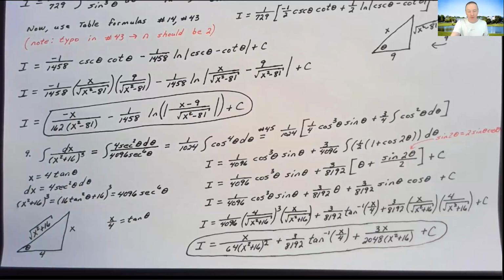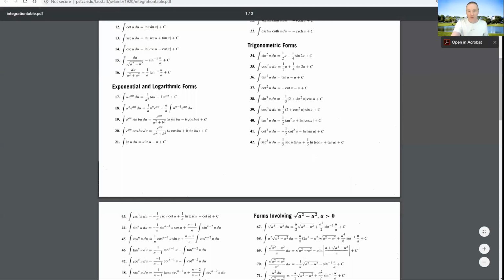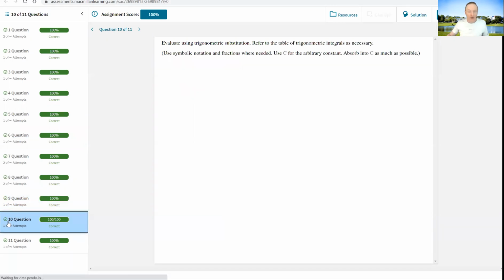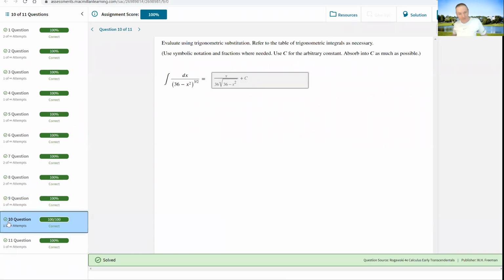And when you check with what Achieve wanted for this problem, you can see that that was precisely the notation that I inputted in there, and it was absolutely fine. That was a fun question. Well, it was a fun question other than having to use the table formula for the cosine to the 4th. I'm not really a huge fan of that.